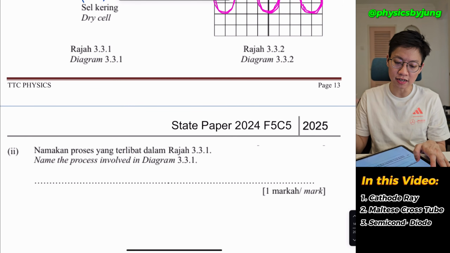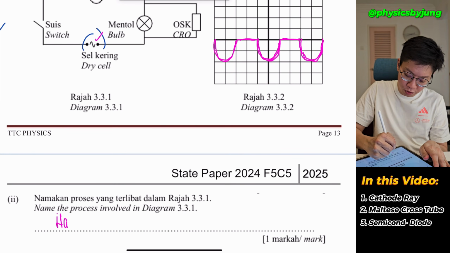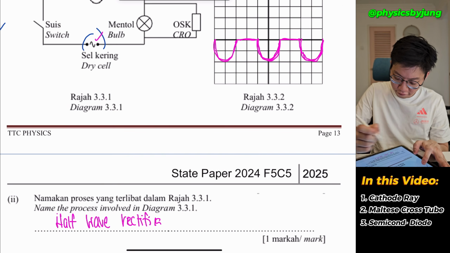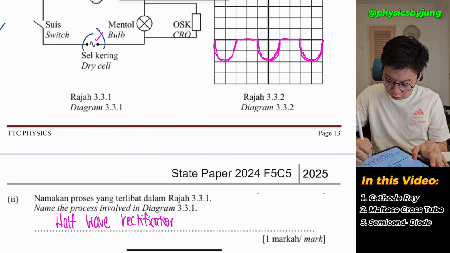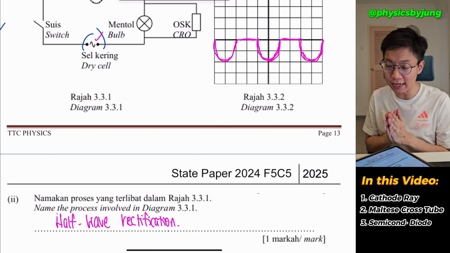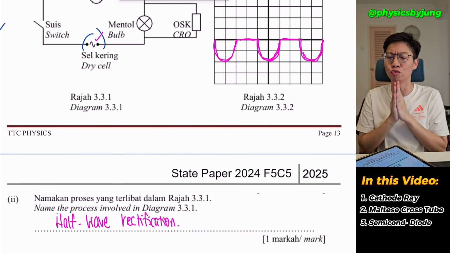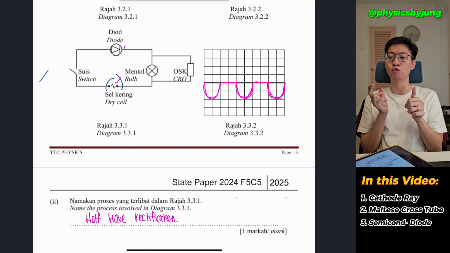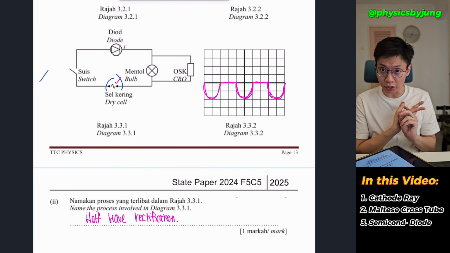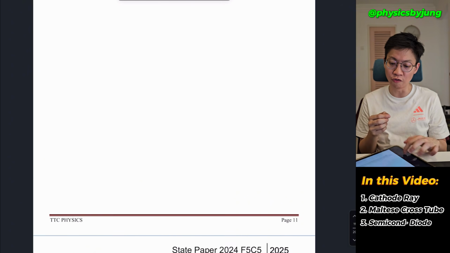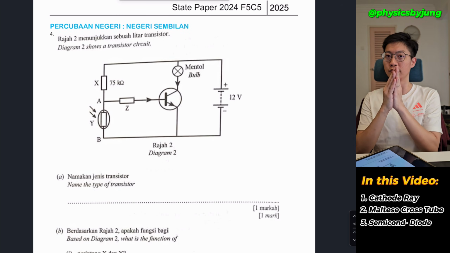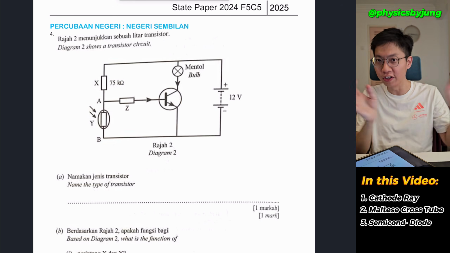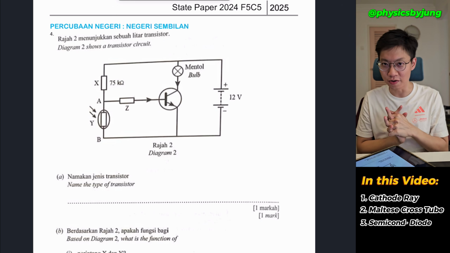So name the process involved. Okay, this we must write that it is called half wave rectification. So rectification is the name of the process of changing the alternating current to direct current. Okay, so in this short video, we are able to do CRO, cathode ray, and also diode questions. So if you need to finish up the other questions, you can refer to the answers at the back. For transistors, you can refer to another video, which is the revision trial series. So thank you everyone. See you guys again.